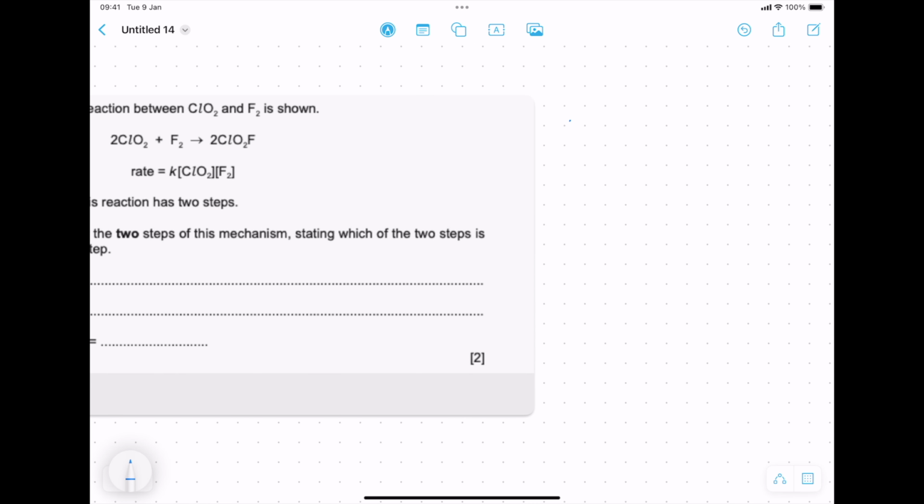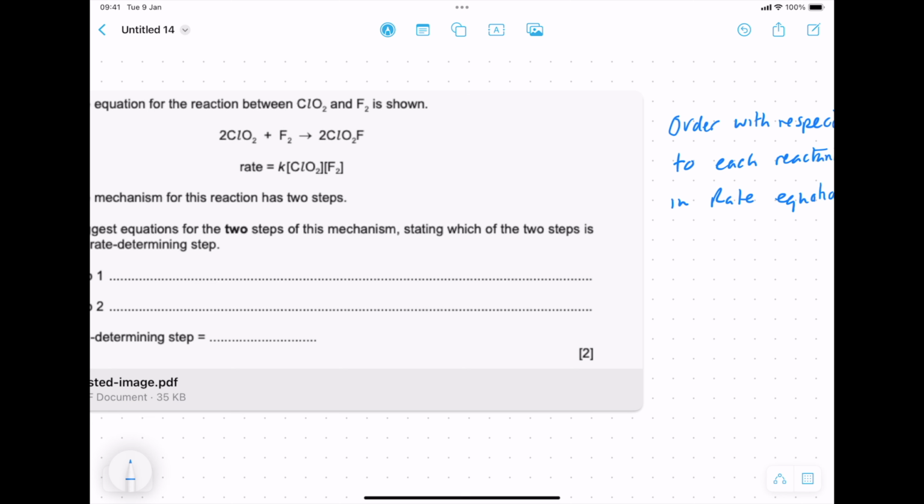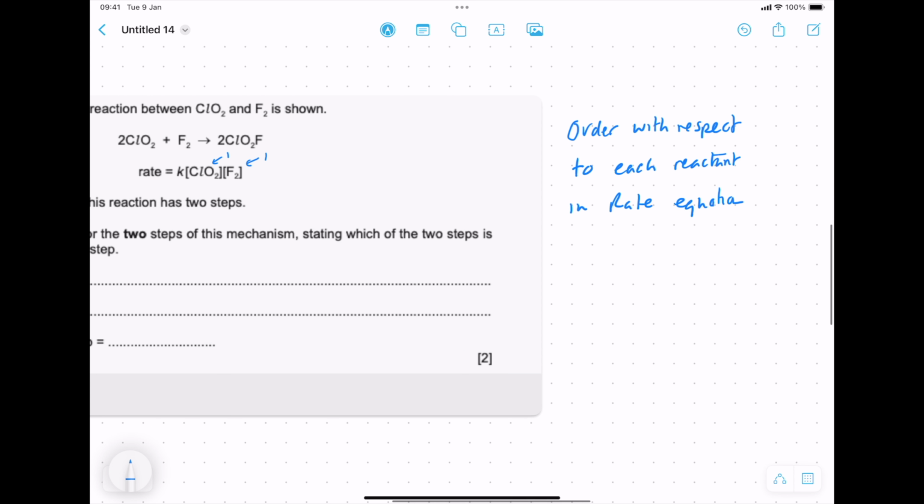And the rule is this: the order with respect to each reactant in the rate equation. For this one, we can see that chlorine dioxide is order 1, and so is fluorine, because there's no index saying 2 or 3 or anything else. It's just order 1. So the order with respect to each reactant in the rate equation is equal to the number of that reactant in the rate determining step.